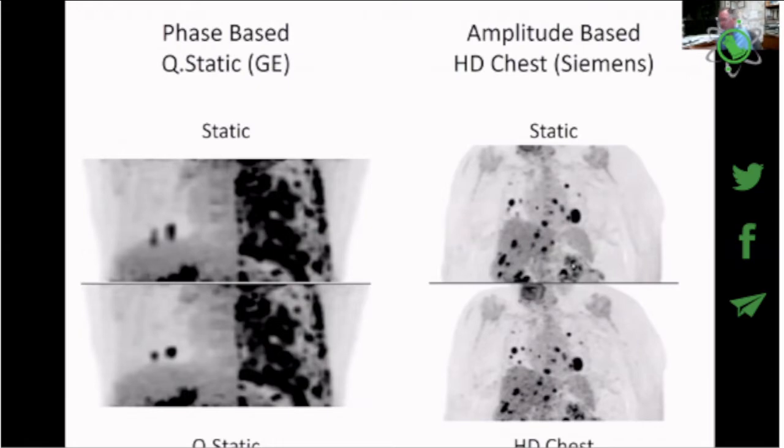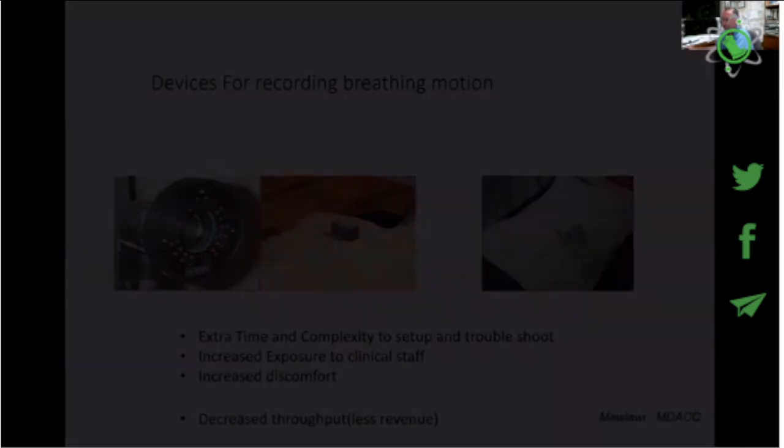Just to compare images, you can see here the patient data without motion compensation. The lesions here are blurred, and then when you correct it, it's corrected nicely. And similarly, on the Siemens type approach, you can see here there are multiple lesions that are blurred out. And now when you apply this other technique, the HD chest type technique, the lesions are much more clearly visible and the activity concentration is no longer blurred out.